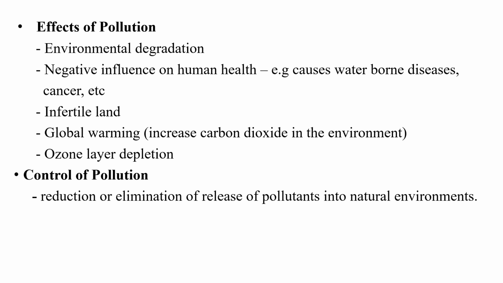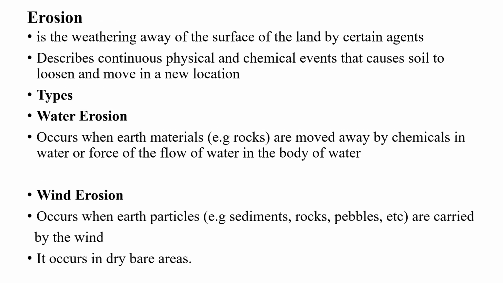The next activity that affects our environment is erosion. Erosion is the weathering away of the surface of the land by certain agents, and it describes continuous physical and chemical effects that cause soil to loosen and move in a new direction. When the soil loosens and moves completely from its location, that is what we describe as erosion. But we have different types of erosion.